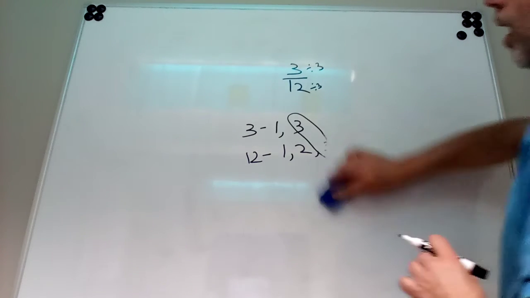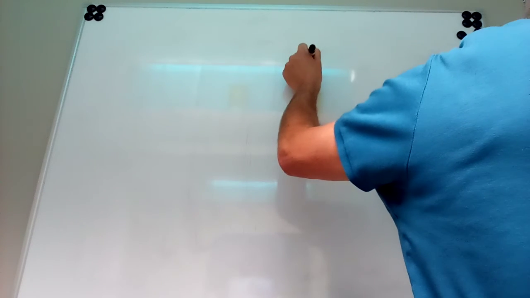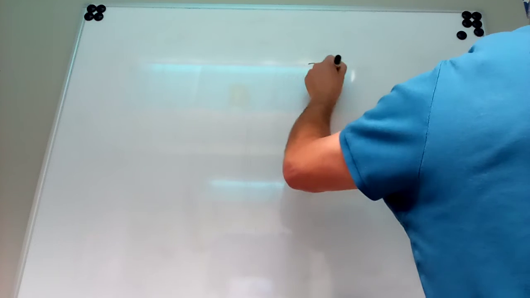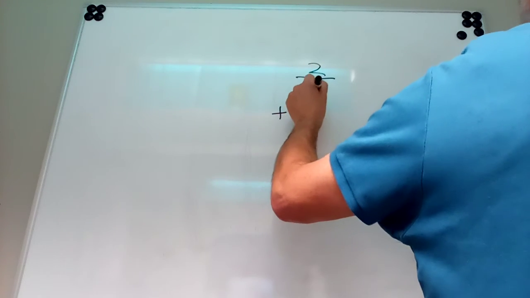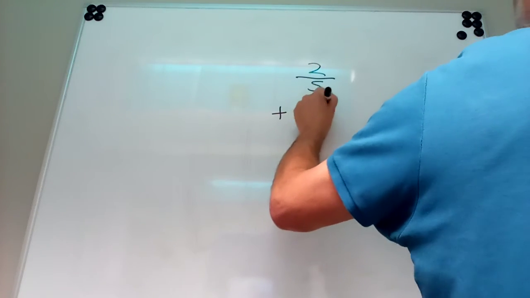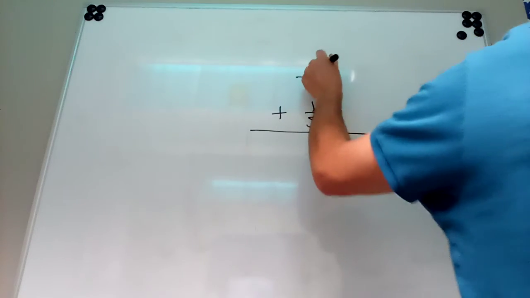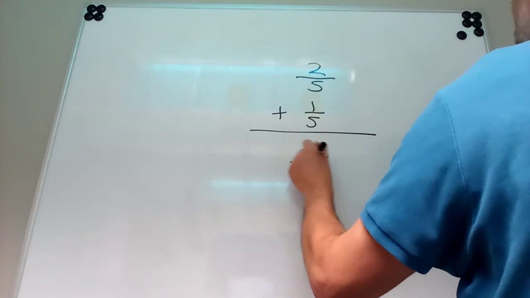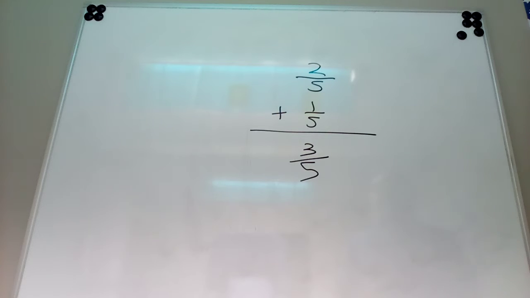All right, so let's talk about adding some mixed numbers. We've added fractions. We said you can add fractions if you've got a common denominator. Remember, if we had 2/5 plus 1/5, then we could add the top numbers together and it would be 3/5. That would be how you would add fractions. We've done that before.